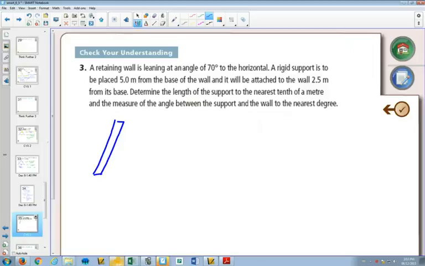So here's my wall leaning at 70 degrees to the horizontal. 5 meters from the base of that wall, there is a support that is put up to hold the wall from falling over. And that support is attached to the wall. So here it's attached to the wall.